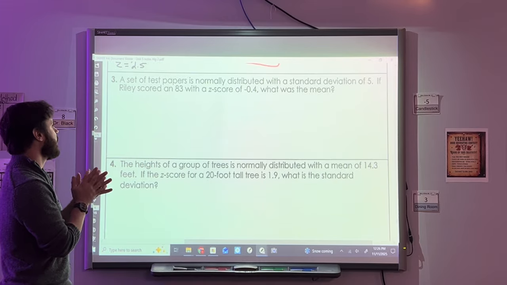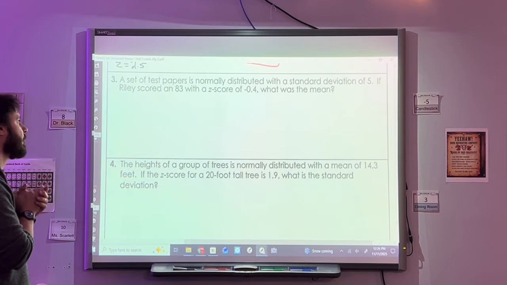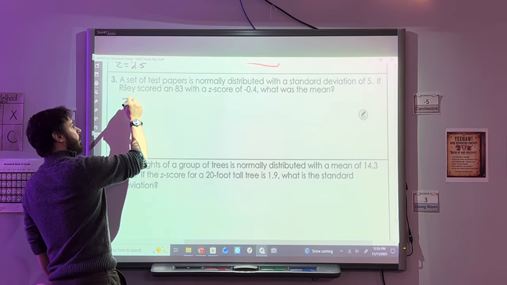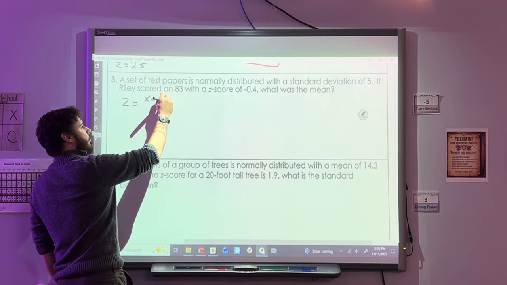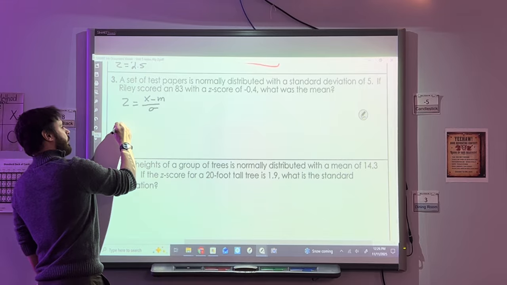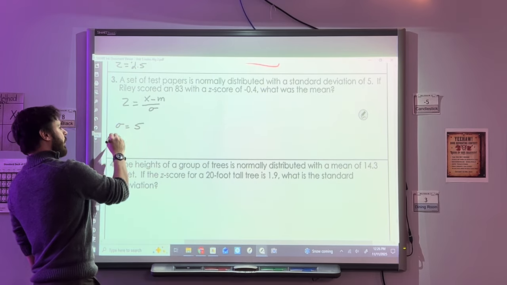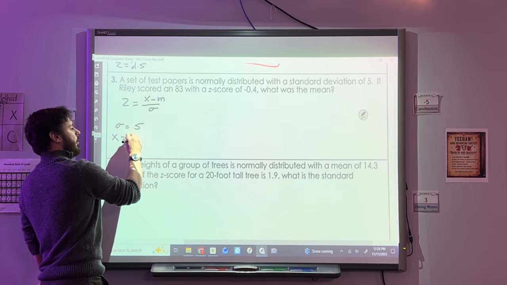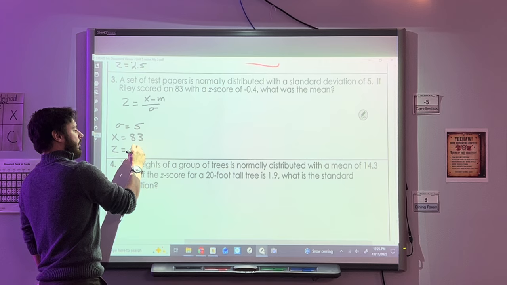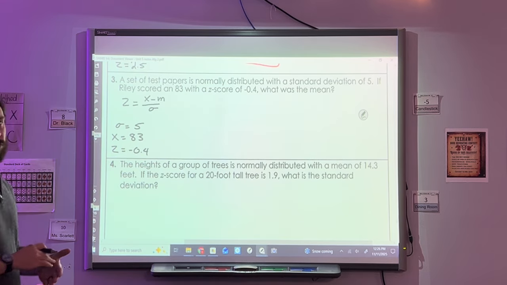Okay, a set of test papers is normally distributed, again, good, we need that normal distribution, with a standard deviation of 5. So z-score is equal to data value minus the mean over standard deviation. The standard deviation is 5. If they scored, this is their data value, an 83, and they had a z-score of negative 0.4, what was the average of the test?